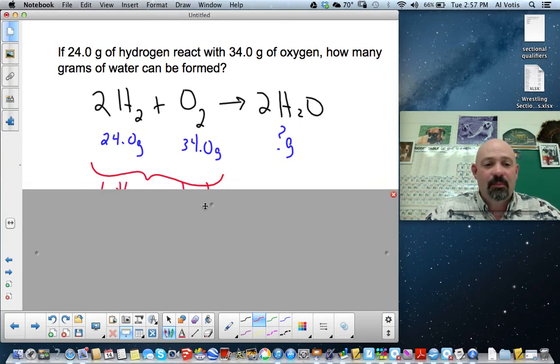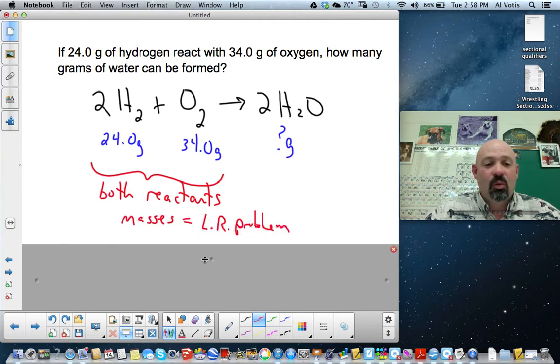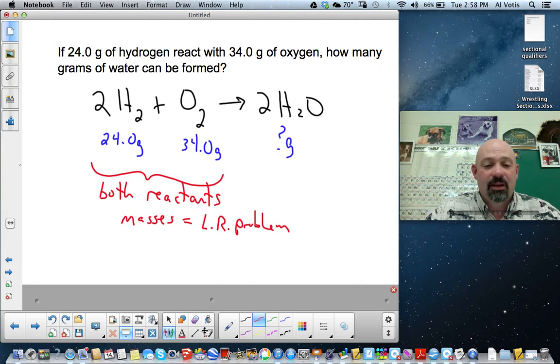So we said the first step was to find the moles of each substance. So we're given both reactants' masses. That's telling us limiting reactant problem.